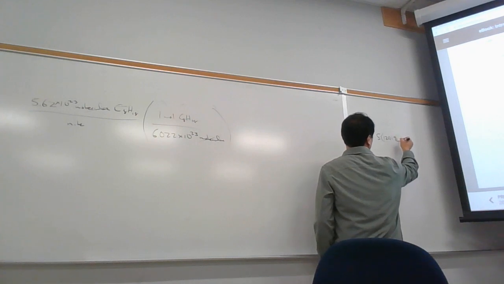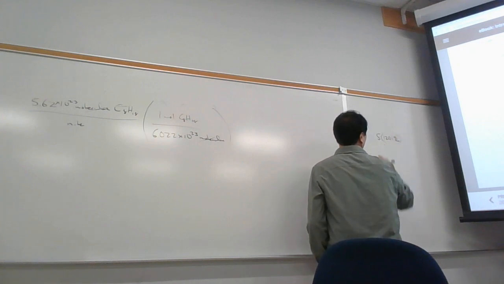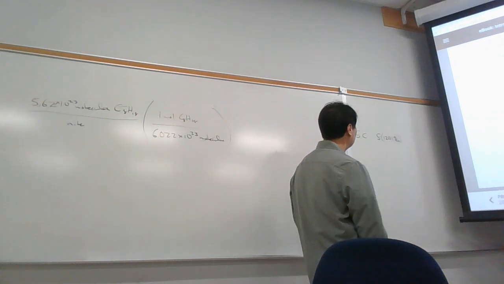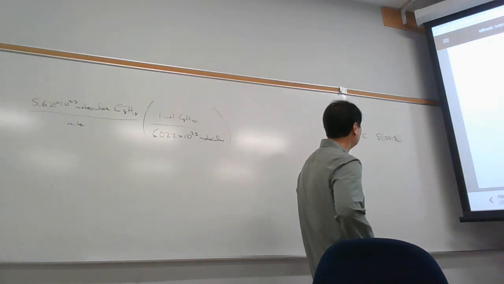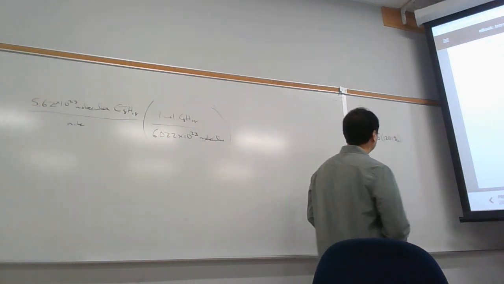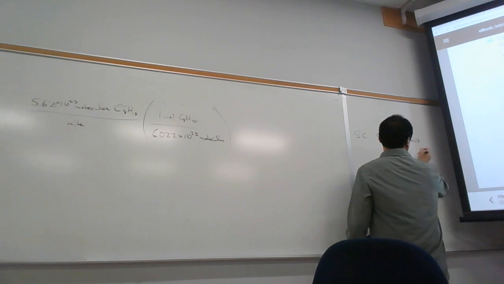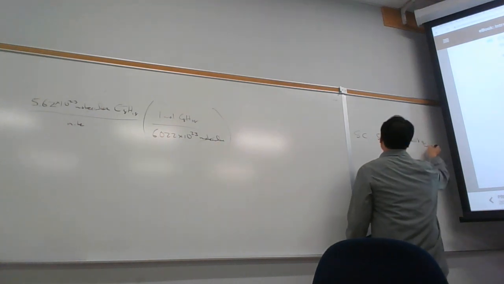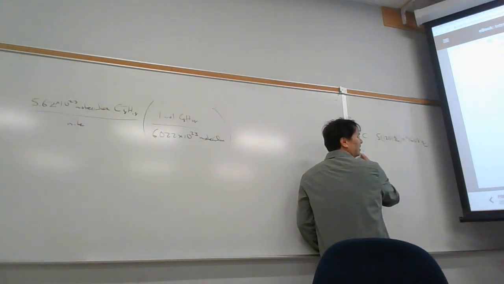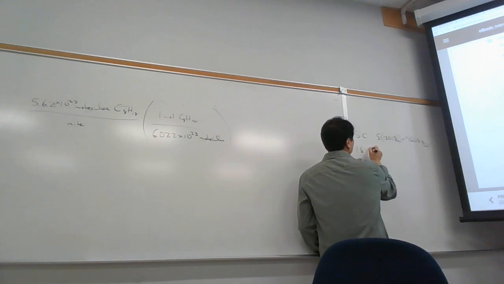12.01 grams per mole. So 8 times 12 is what? 96.08. Grams per mole. And then I have 18 hydrogens.